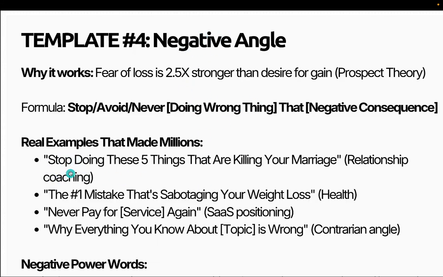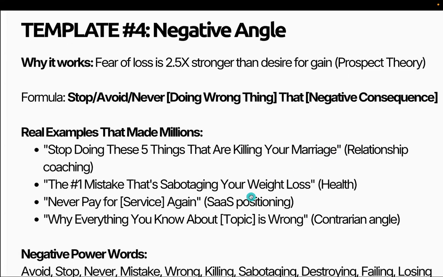Now let's look at this example very well. Stop doing these 5 things that are killing your marriage. So we use the stop word, and then the wrong thing they are doing. So stop doing these five things that are killing your what? Your marriage. So that is here, and the negative consequence, killing your marriage.